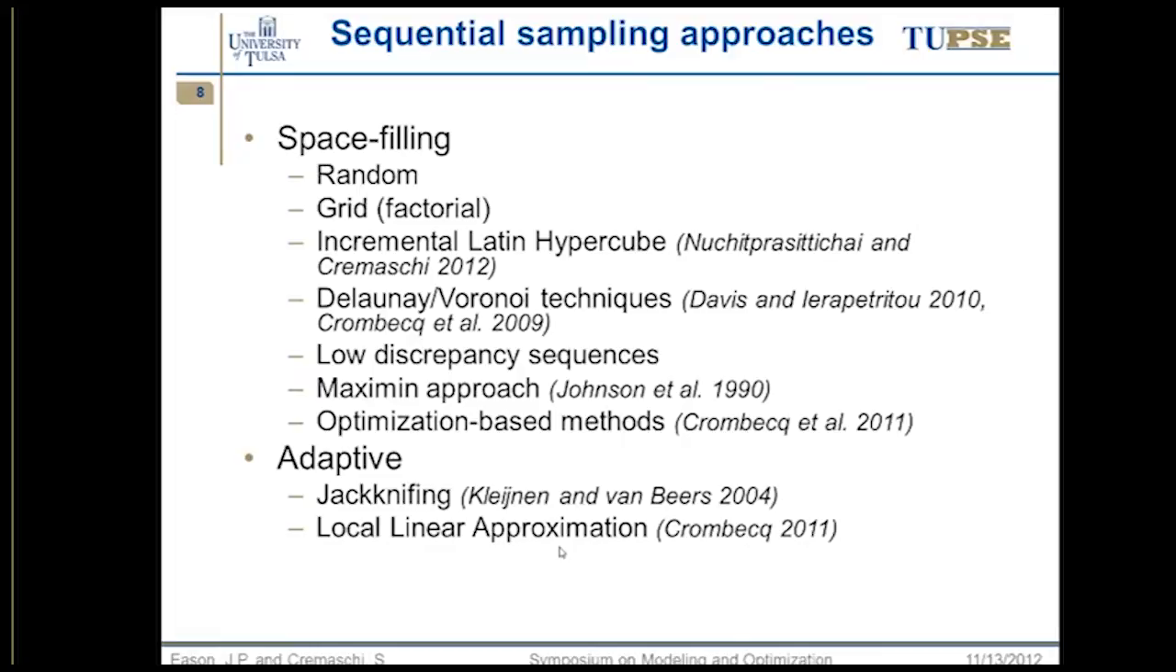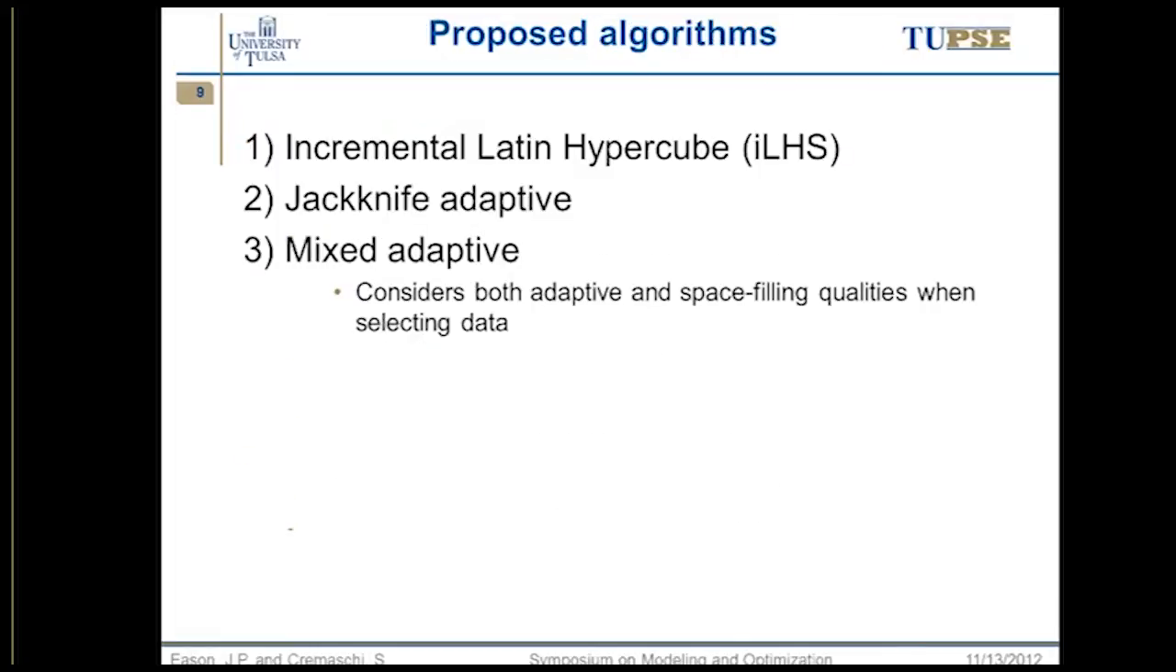So after reviewing all these past approaches, we selected 3 algorithms that we think are very promising given our goals, and we ran some comparative work on these. First, we have the incremental Latin Hypercube. Again, that's a space-filling approach that maintains a Latin Hypercube design. The Jackknife adaptive approach samples the points with the highest uncertainty in our surrogate output. And a mixed adaptive approach, which is one we developed, considers both adaptive and space-filling qualities when selecting the data.